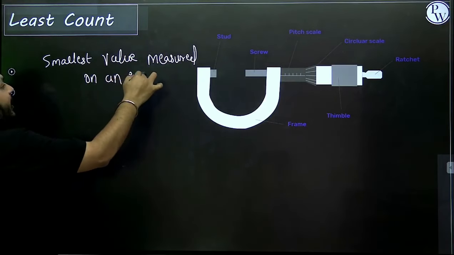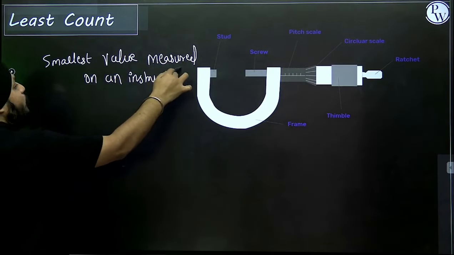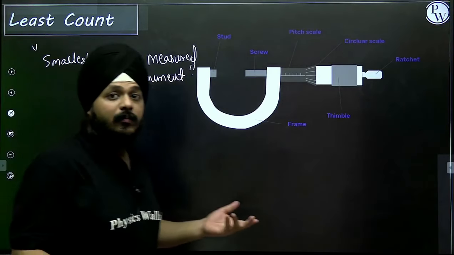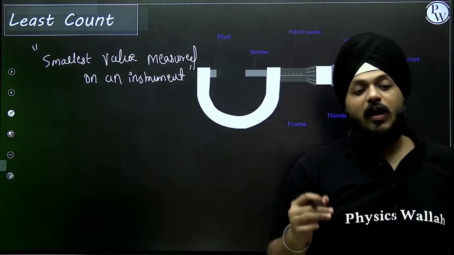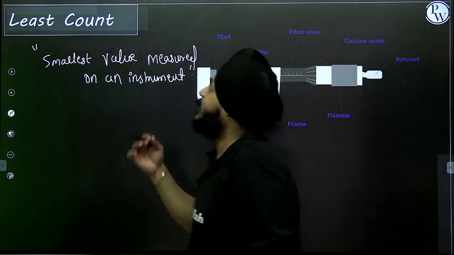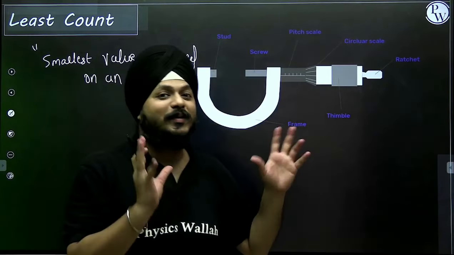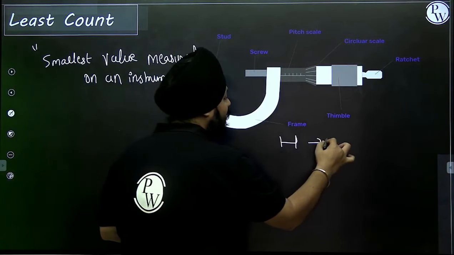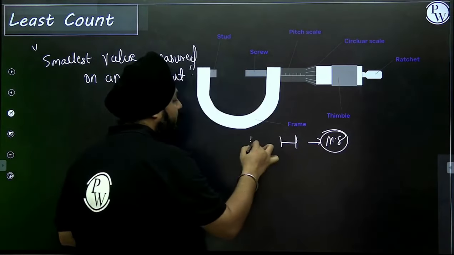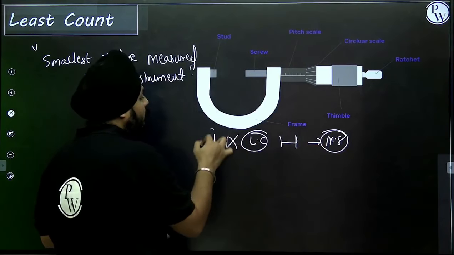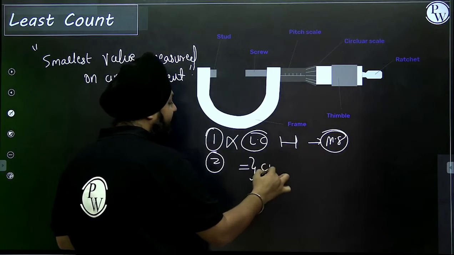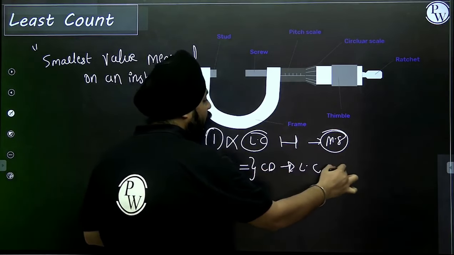The smallest value measured on an instrument, same as we have seen in the caliper, that is known as least count. But here the concept is quite different. Is the distance between the two divisions on the main scale the least count? Wrong. Is the distance between the two divisions on the circular scale the least count?